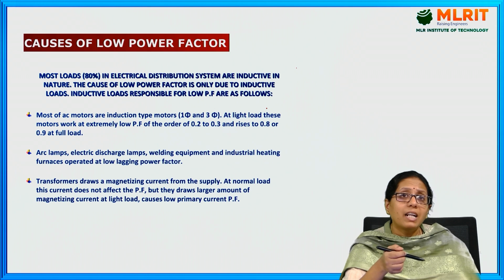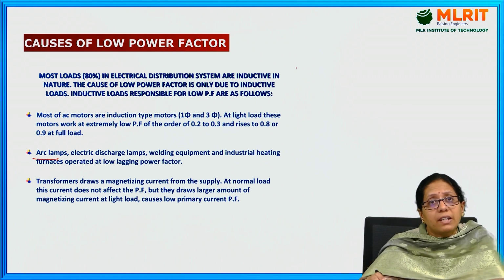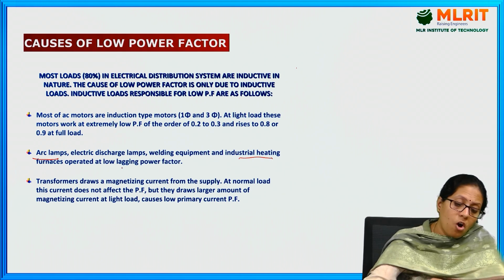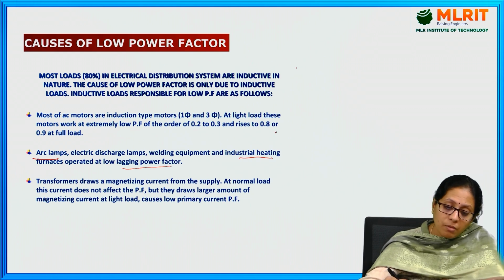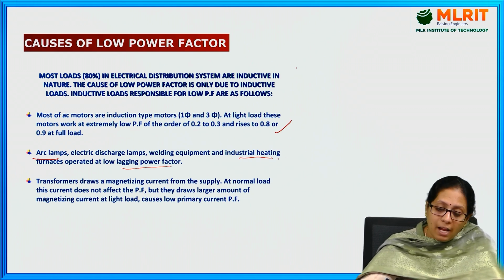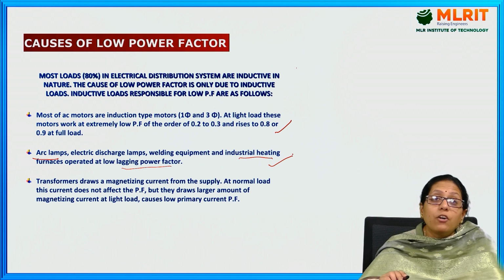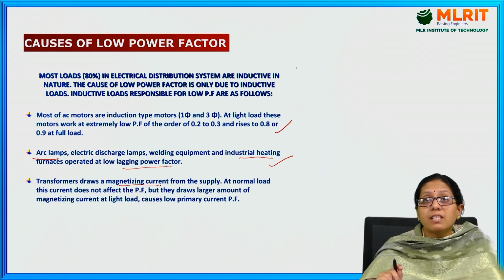Second point is arc lamps. Arc lamps, electric discharge lamps, welding equipment as well as industrial heating furnaces operate at low lagging power factor. So for induction motors also it is lagging, and for other heating furnaces also they are lagging. And transformers: a transformer draws a magnetizing current from the supply.